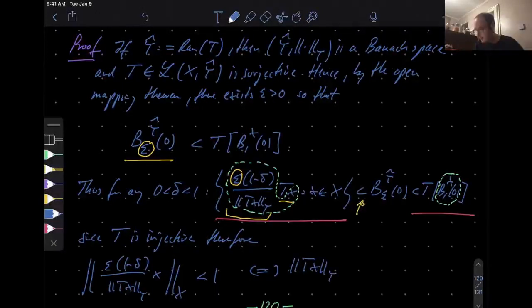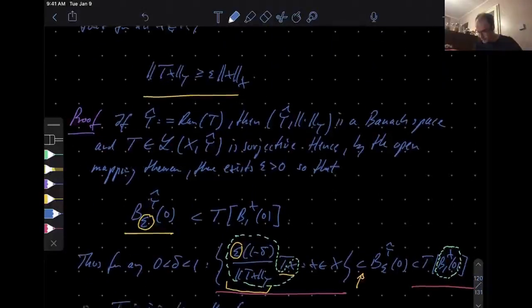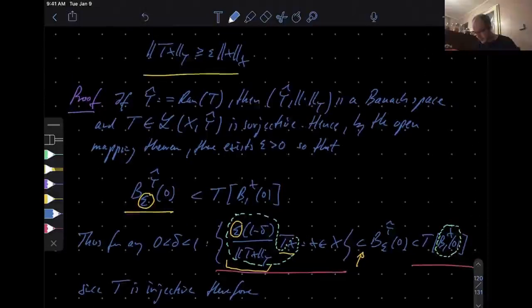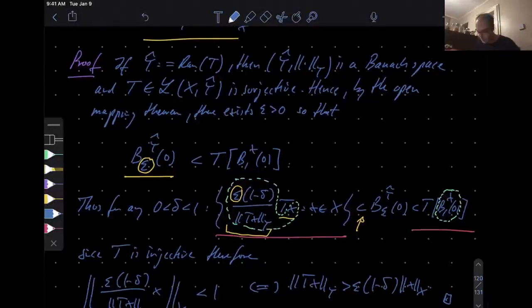Just do the algebra: the norm of Tx is at least epsilon (1 minus delta) times the norm of x. Okay? And that is what's written up there in the theorem. The epsilon here and the epsilon down there, they are different, but that's why I have here the 1 minus delta.